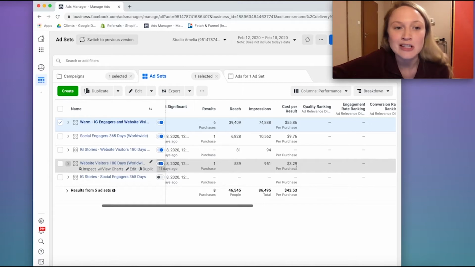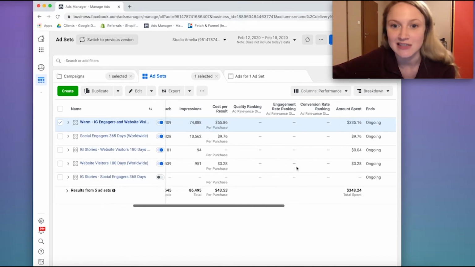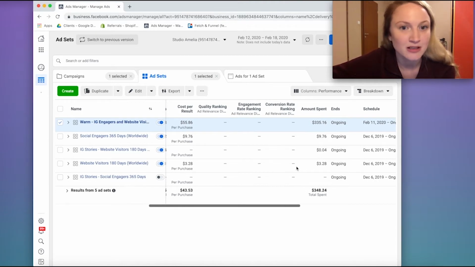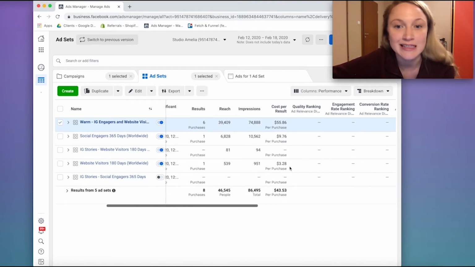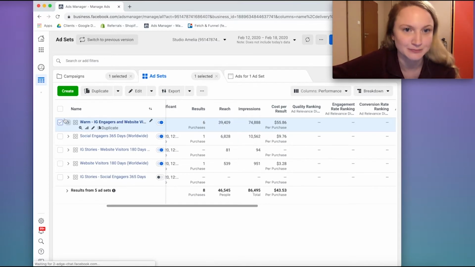I think a big concern sometimes with using CBO is that people are like, oh my gosh, if we don't put the budget there, what if Facebook misses something that would have purchased? No, they are so smart. If someone is going to purchase in one of these ad sets, Facebook is going to get them. And let's face it, Facebook is smarter than us all. So when they see an opportunity to get more people to convert, they are going to take it.